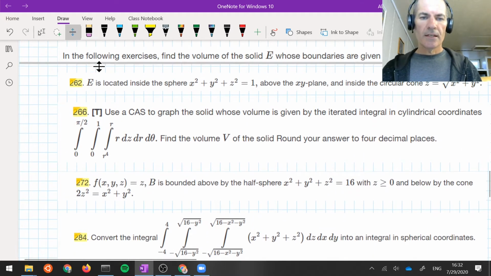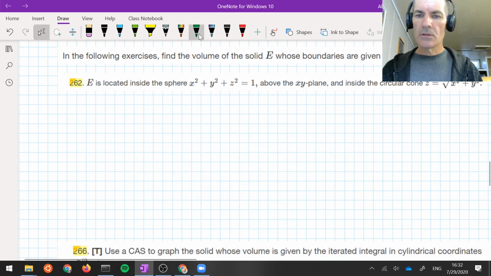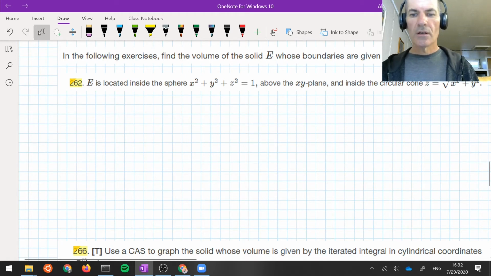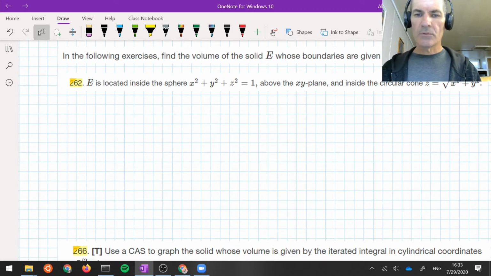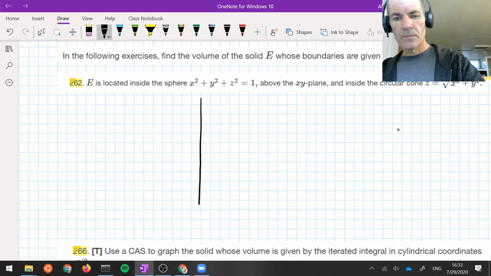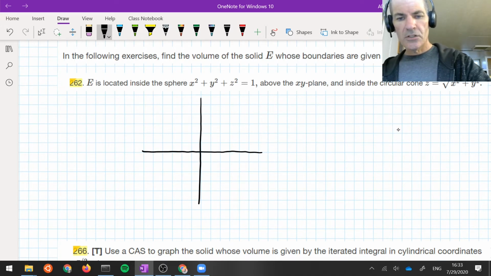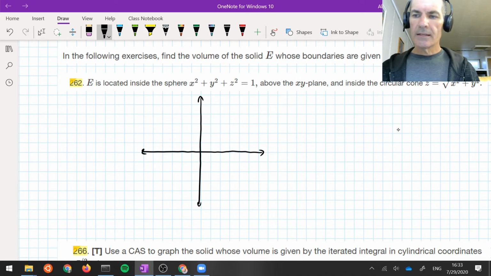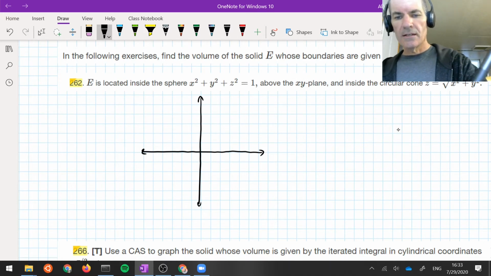All right, in exercise 262, find the volume of the solid whose boundaries are given by the rectangular coordinate equations. Once again, I like to just try to sketch the various pieces and see if I can figure out what's happening. So what we see here is a sphere of radius 1 and a cone. I'm going to do a side-on view, like I did in the previous example, where I can't actually see the xy plane. And I'm going to sketch these elements in.